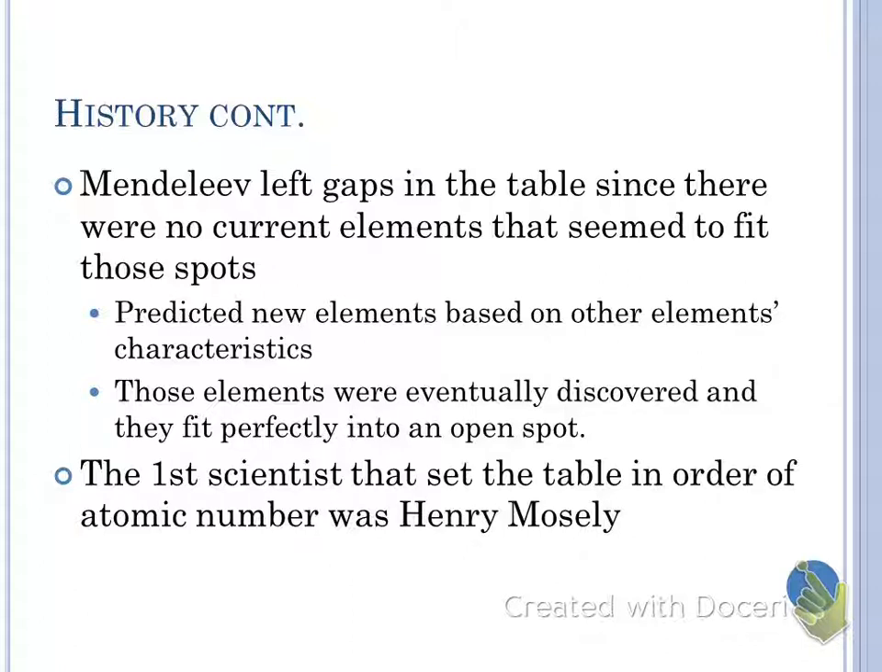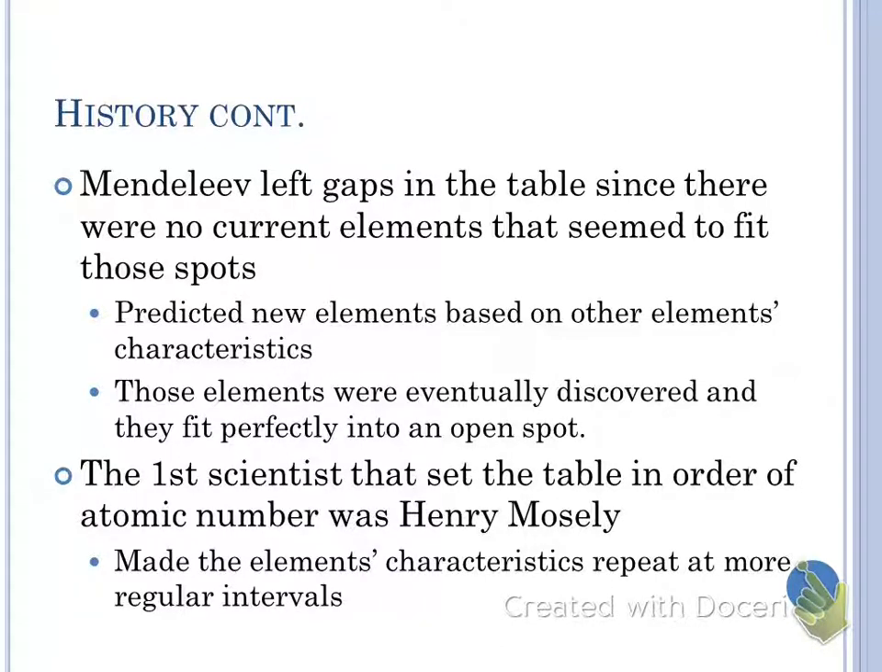The first guy to set it in the table in the order of atomic number, which it is today, was a guy by the name of Henry Moseley. Okay, he set it in the order of atomic number, which is how it's laid out right now. So if you look at your periodic table, you'll start to see them increasing in atomic number as you go across and then as you go down.